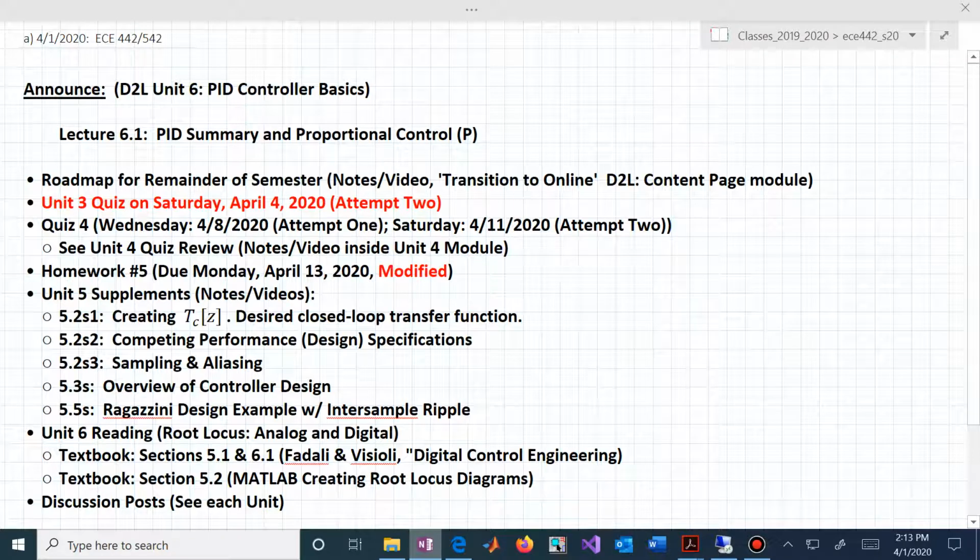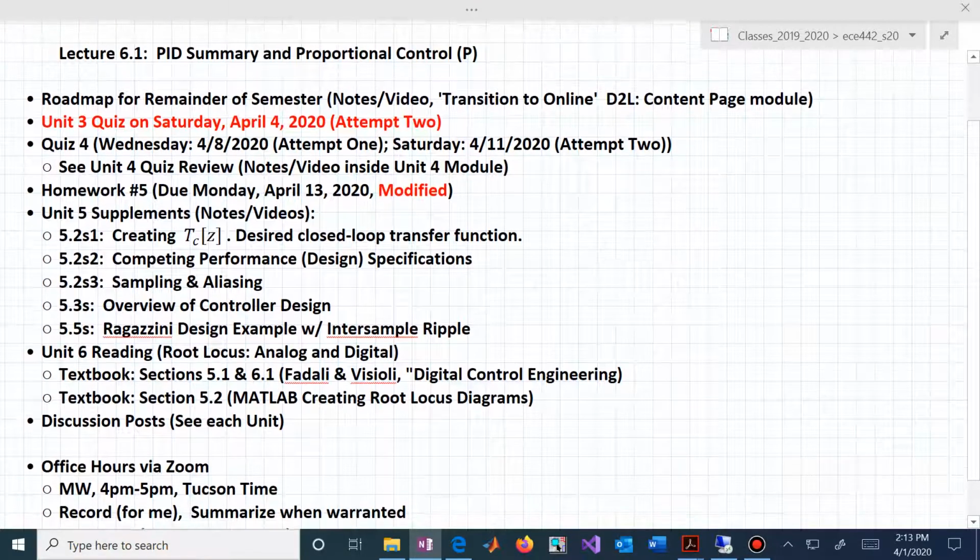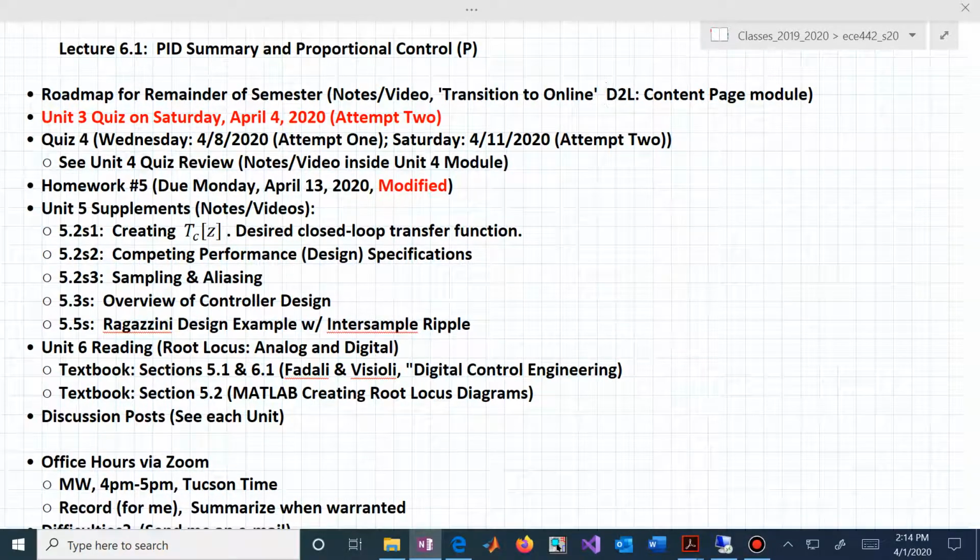ECE 442-542. This is the announcement lecture relative to our next unit, which is Unit 6, dealing with PID controller basics, proportional integral derivative controller basics. This is lecture 6.1, which is going to be summarizing the PID controller and then getting into the very first part of that, which is proportional control. Before we do that, I want to just provide the announcements at this point.